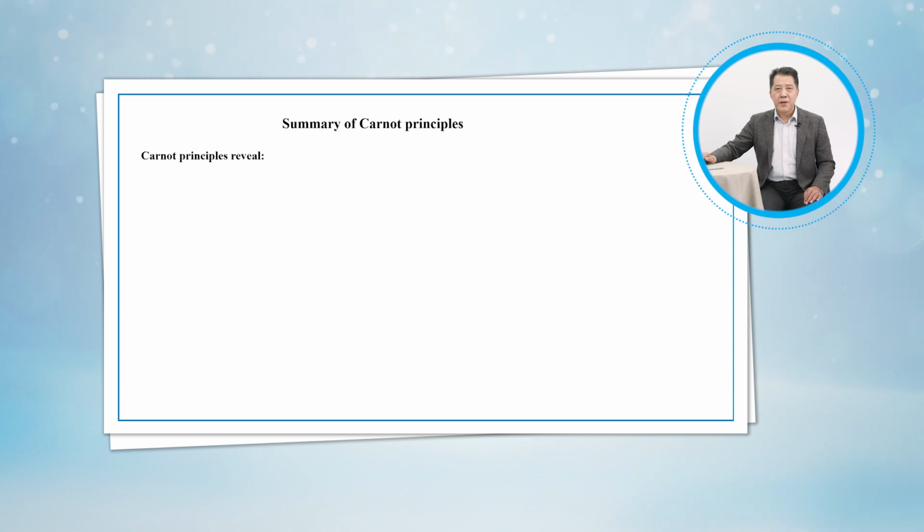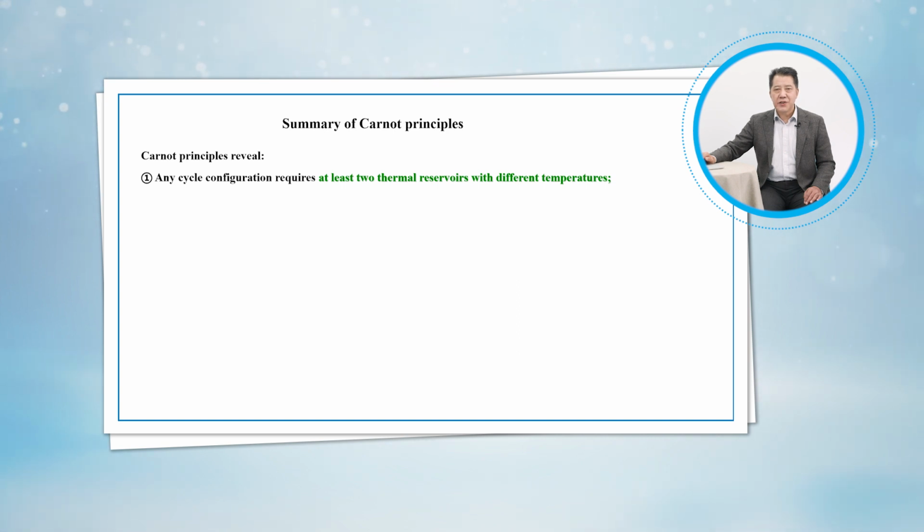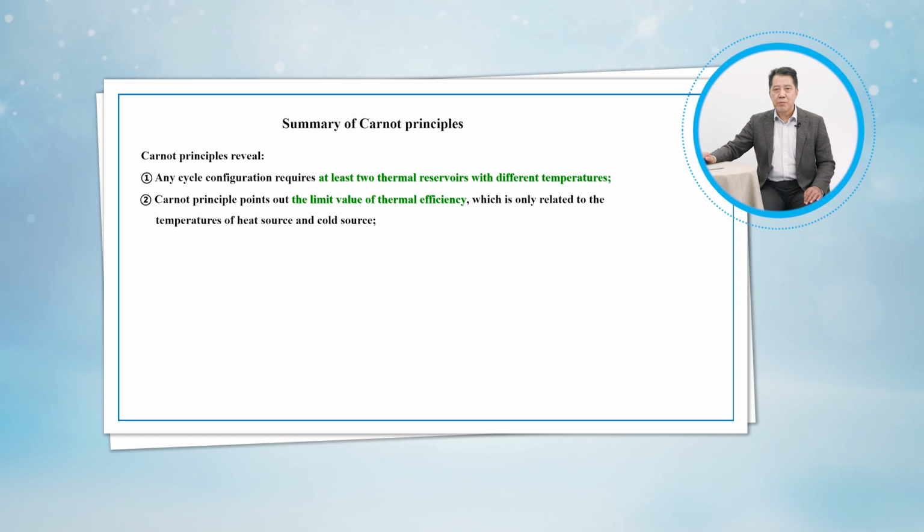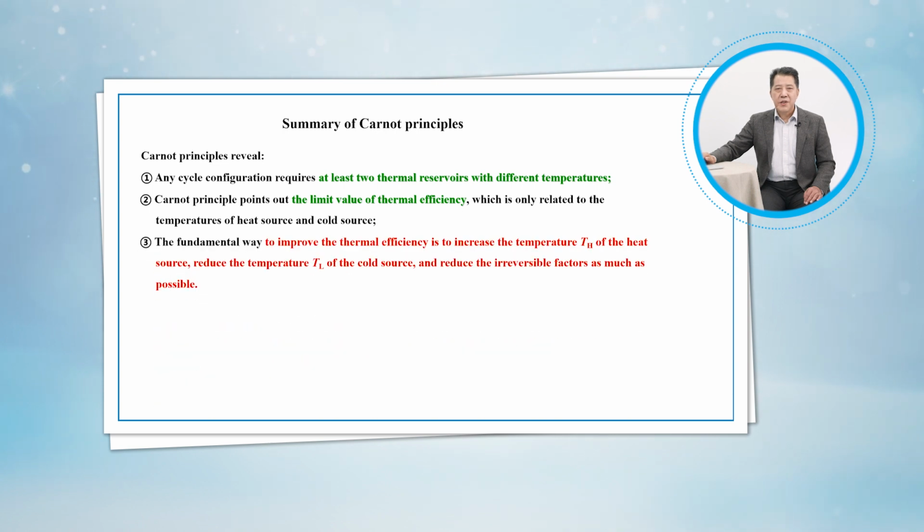Carnot principles reveal: 1. Any cycle configuration requires at least 2 thermal reservoirs with different temperatures. 2. Carnot principle points out the limit value of thermal efficiency, which is only related to the temperatures of the heat source and cold source. 3. The fundamental way to improve the thermal efficiency is to increase the temperature of the heat source, reduce the temperature of the cold source, and reduce the irreversibility factors as much as possible.